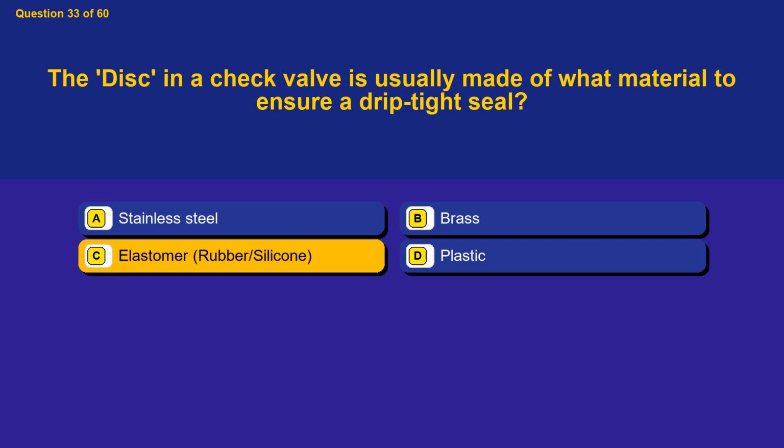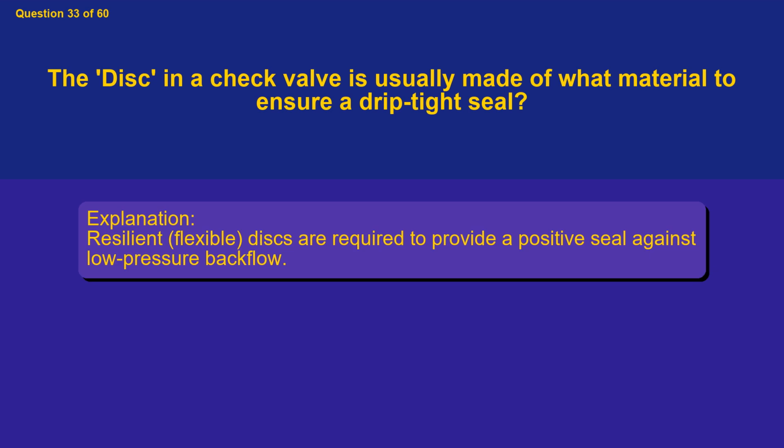The correct answer is option C, elastomer, rubber/silicone. Resilient, flexible discs are required to provide a positive seal against low-pressure backflow.